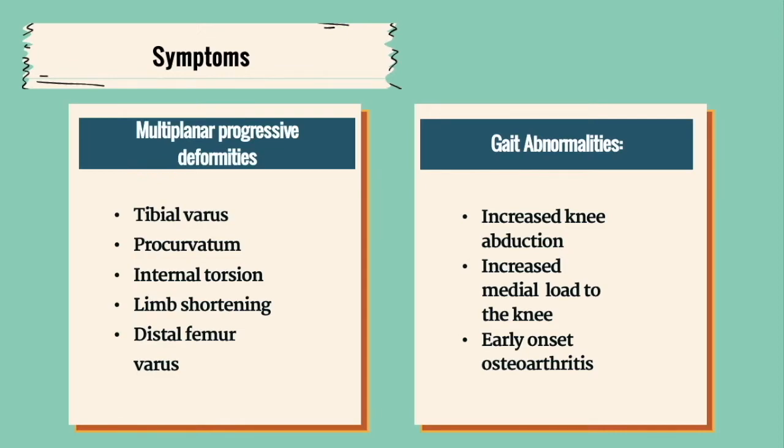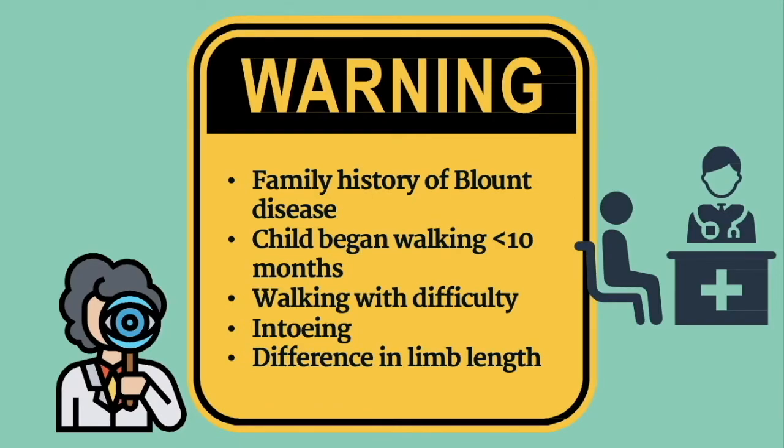Warning signs include a family history of Blount's disease, and if your child began walking at the age of 10 months or younger, which may have put excessive pressure on the growth plates. Other signs are walking with difficulty or discomfort, walking with the feet pointed inward instead of straight ahead, and difference in limb length.